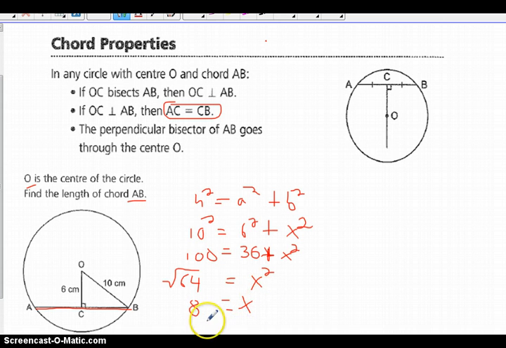That doesn't mean we're done, because x is indicated by just this part. We need to find the full length across, so all we do is double it. We say 8 times 2, and that's going to equal 16. So 16 is our final answer.